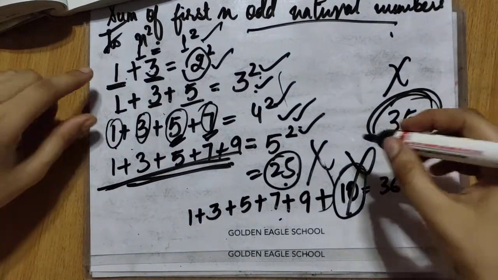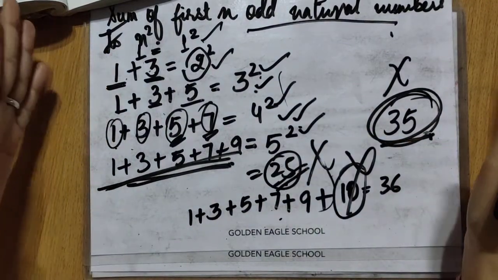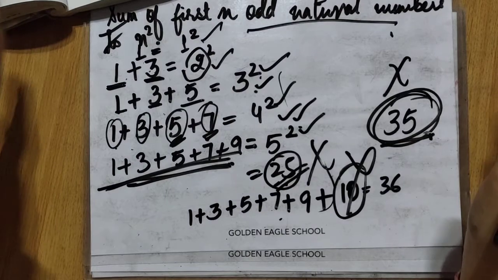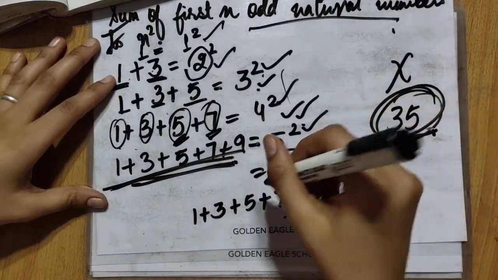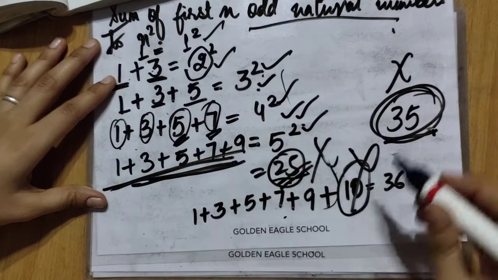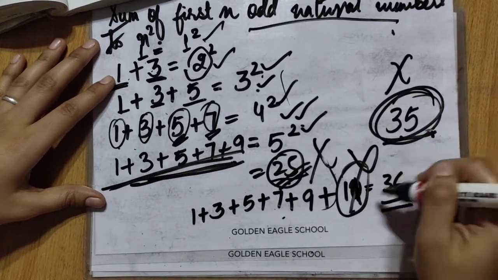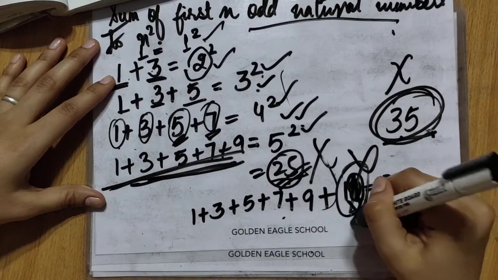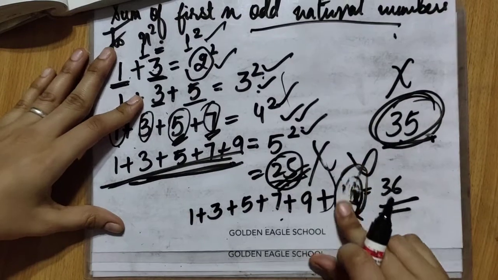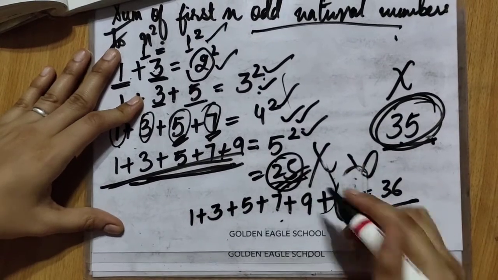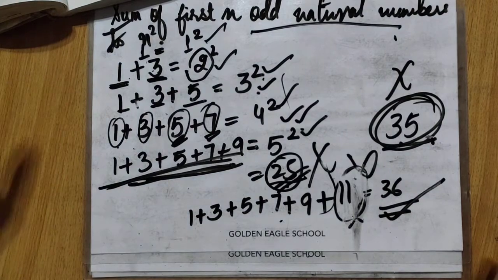So whenever it is a square number, it should be expressed as the sum of first n odd natural numbers, just like 25 is expressed, just like 36 is expressed. If it is 35, this will become 10 and this is an even number, so this will not work. Only for 36, when this will be 11, this is correct. 36 is a perfect square number.